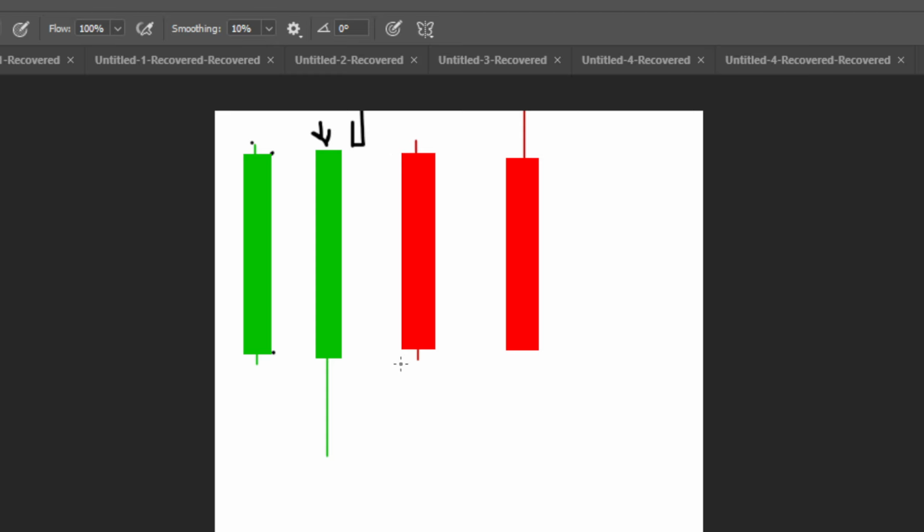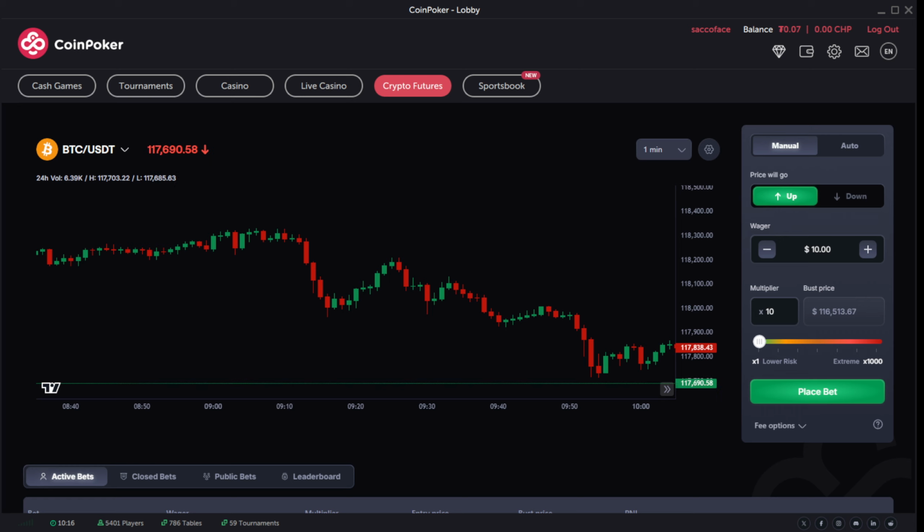It's just a big red candle like this. It's going to go down, and this means absolutely zero resistance to push the price back up. It's in a free fall, okay? Let's go look at that in real time, on Coin Poker. Let's see here. Okay, so let me open my Coin Poker. Here we are.